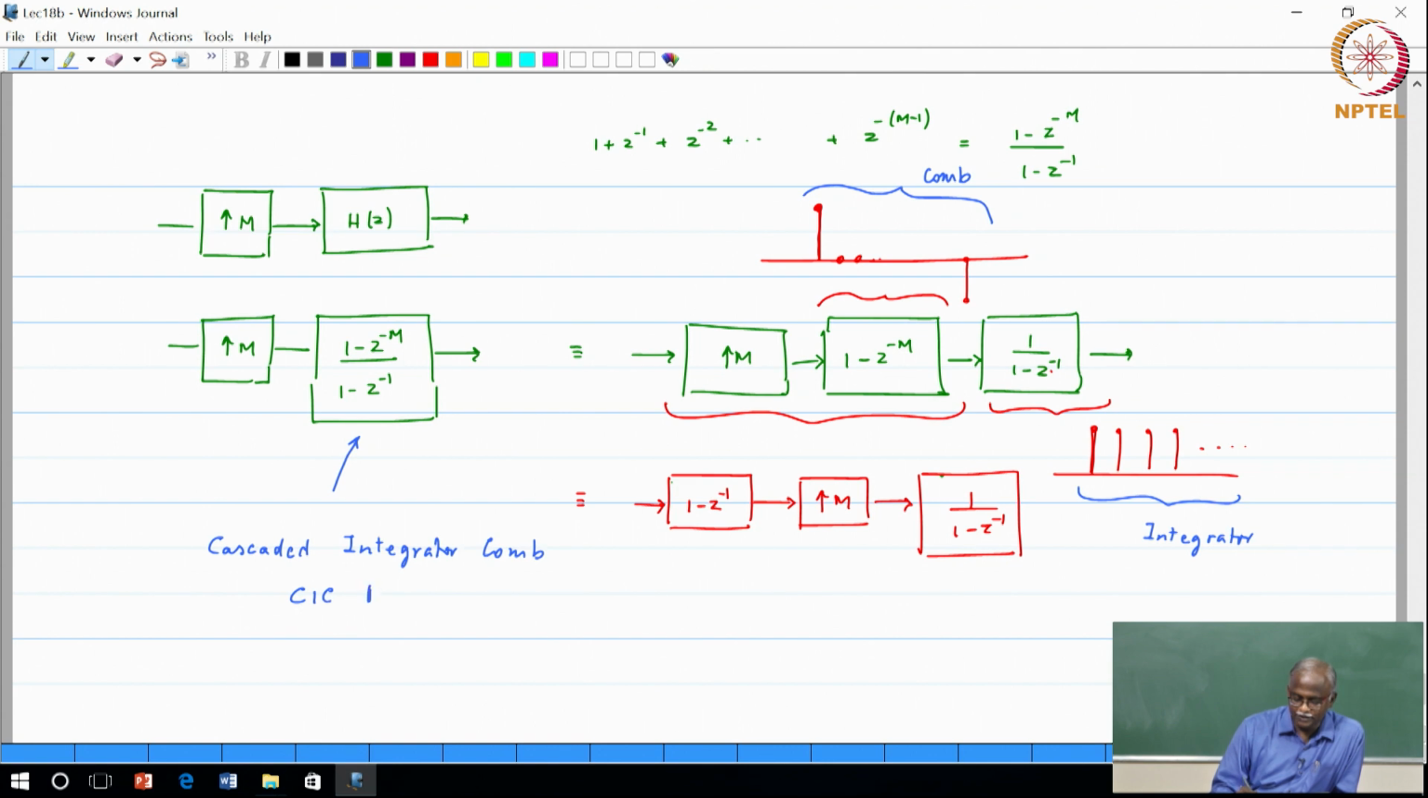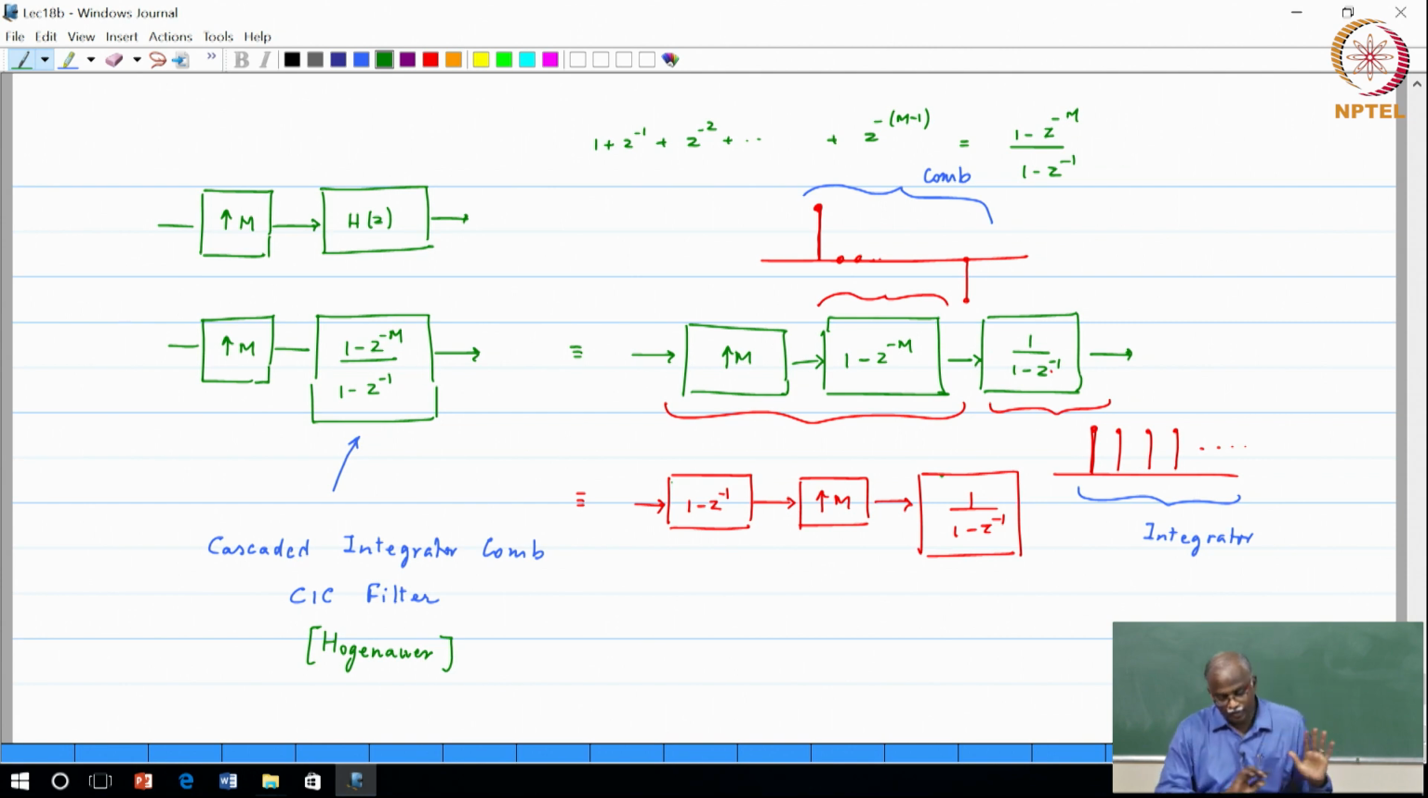CIC filters are very popular. ASIC designers will all the time talk about CIC filters. Why are they so happy about it? It's multiplierless, and it has some very interesting properties, especially when you want to do sampling rate change. It also has another name within the DSP community, based on one of the people who contributed a lot to the understanding of it. They also call them Hogenauer filters, but CIC would be a more descriptive name that you can use.